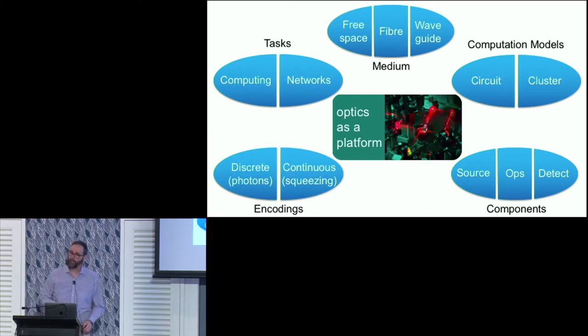So this is all very nice, but how are we going to realize all of this? We've sort of shown different media or platforms for doing it. And so I want to say a little bit about the three techniques that one might use: free space, fiber, and waveguide. I'm not really going to say much about fiber because I'm not saying much about networking, but let's talk about the other two.